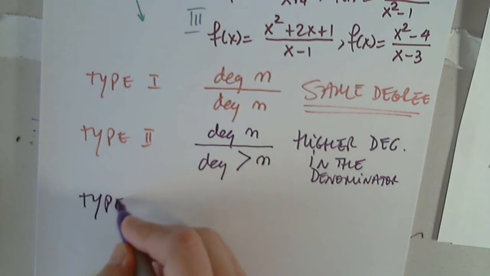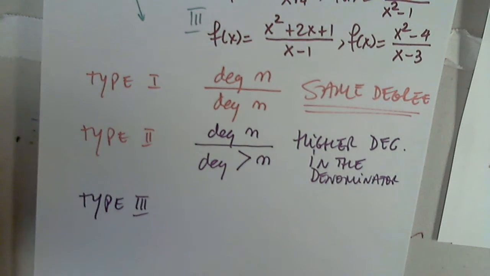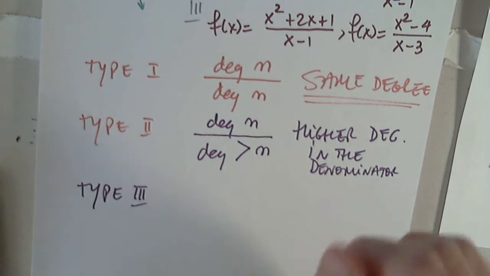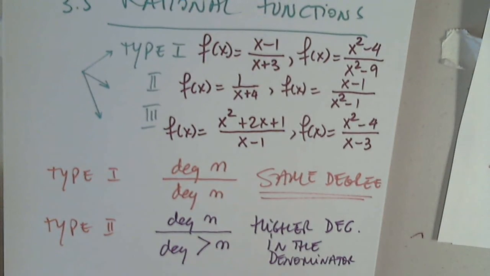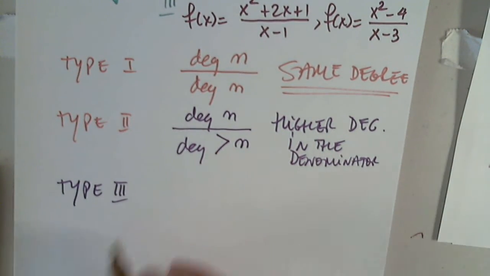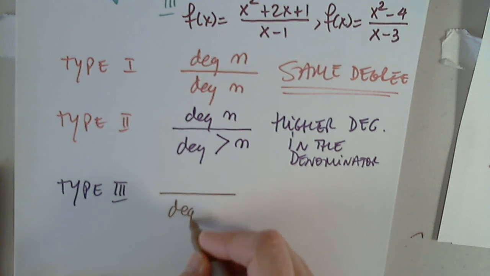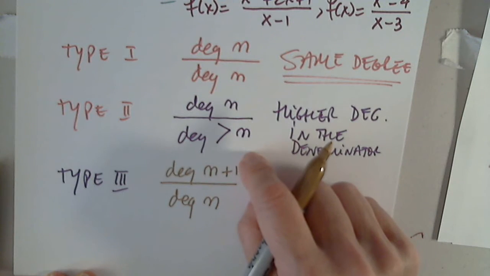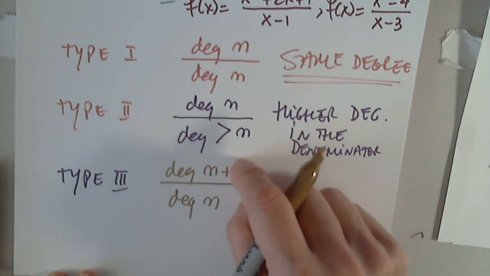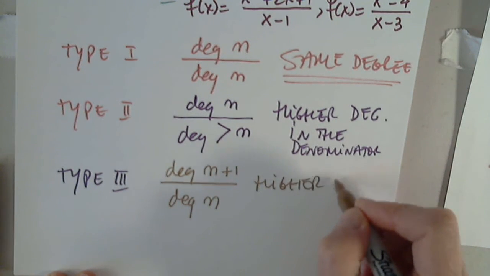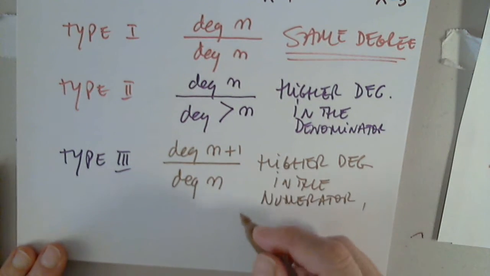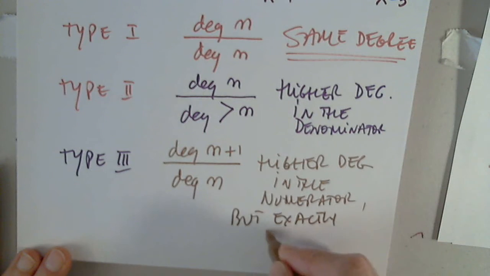Perfect. And now type 3. What would you say about type 3? The degree is higher in the numerator by exactly, let me change this. I can give another example. So degree higher in the numerator by exactly 1 unit. So if the denominator has degree n, the numerator has degree n plus 1. Degree 4, degree 5. Degree 3, degree 4. Degree 1, degree 2. Degree 2, degree 3. So higher degree in the numerator, but exactly by 1 unit.